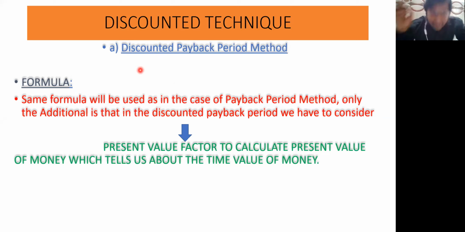So in the discounted payback period, the only difference is that you have to calculate your answer with the PV factor. You have to find out your present value, and everything else will be the same. The formula will be the same as it was in the payback period which I have explained earlier.